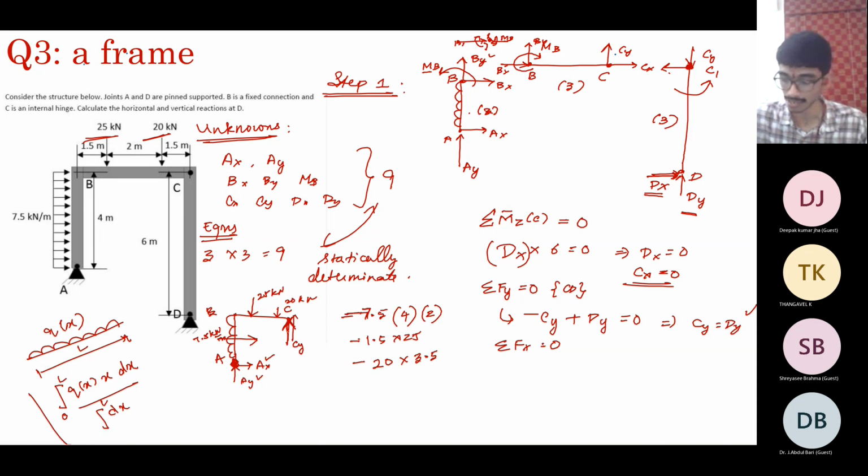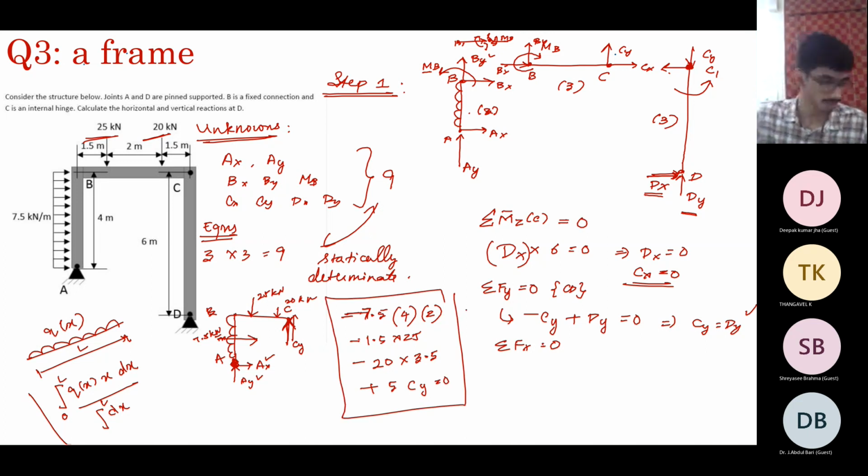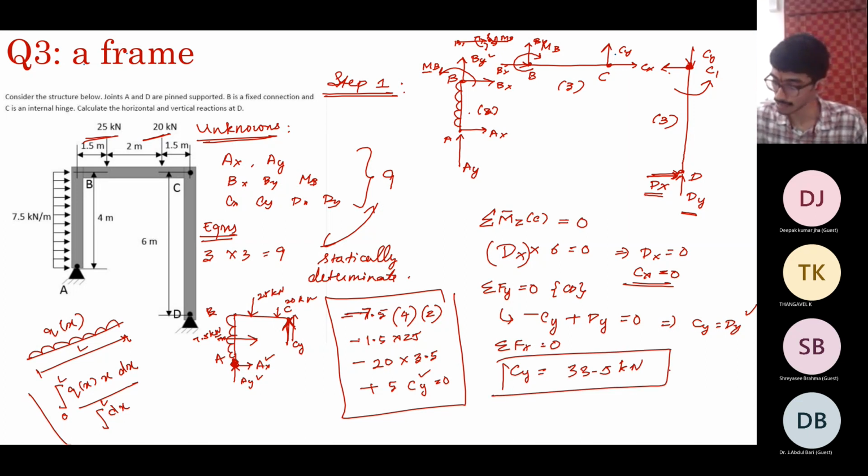Cy is acting upwards at a distance of 2 plus 1.5, which is 3.5, plus 1.5, so 5. So plus 5 into Cy equal to 0. So that's what you can just solve for. This is one equation with one unknown. You solve for Cy, you get Cy is 33.5 kilonewtons. And since Cy is equal to dy, you get the reaction at D: dx is 0 and dy is 33.5 kilonewtons upwards. So this is the answer.